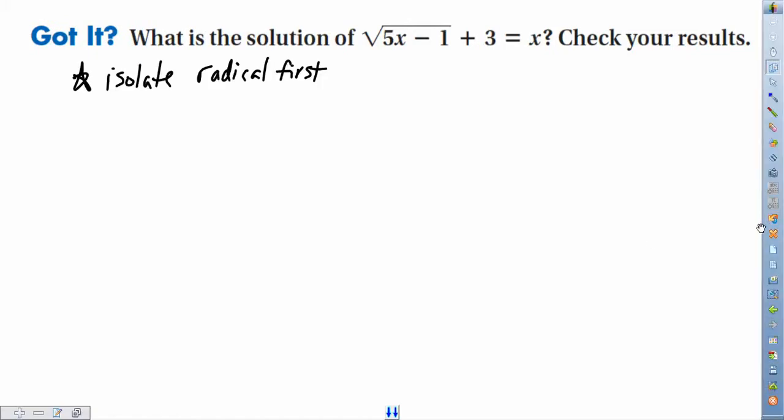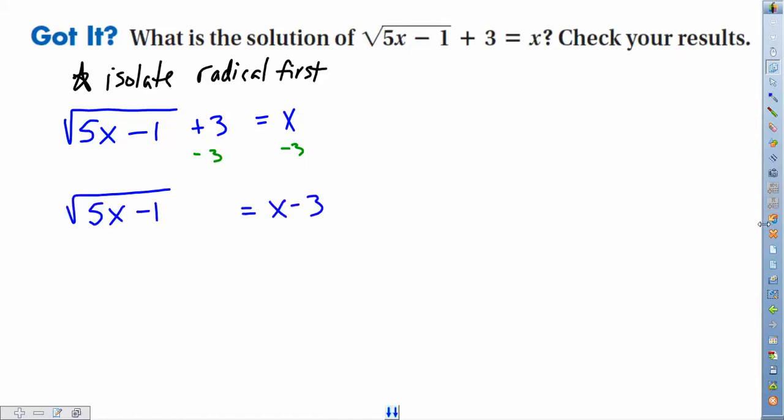We got to isolate that radical. In this case, the radical is the square root of 5x minus 1. So the first move that we should do here, let's add 3. I'm sorry, not add 3, but subtract 3 from both sides. When we subtract 3 from both sides, now we have the square root of 5x minus 1 equal to x minus 3. Now that we have isolated that square root, now it's time to square both sides.